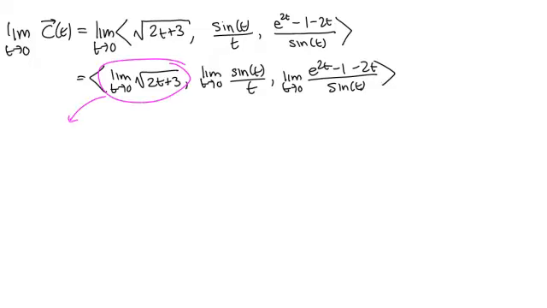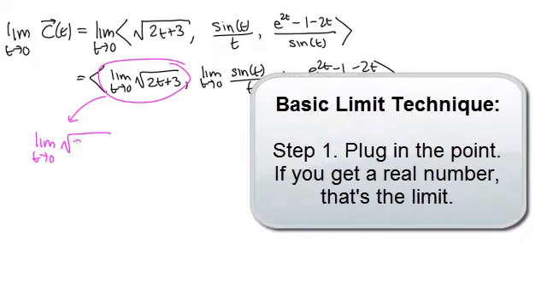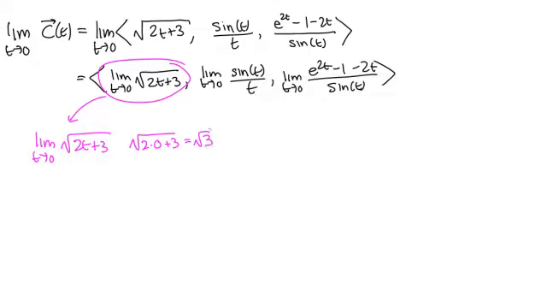This first limit is really easy. Remember our basic technique from Calc 1 and Calc 2 is that for elementary functions we plug it in. So I'll plug in t equals 0 and get the square root of 3. As long as this value is a number, we know that 0 is in the domain of the function, and elementary functions are continuous on their domains. So the first component of this vector has a limiting value of the square root of 3.